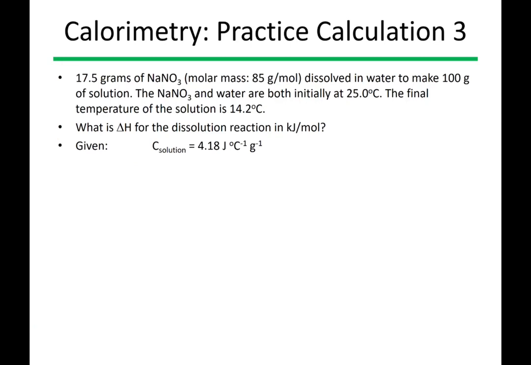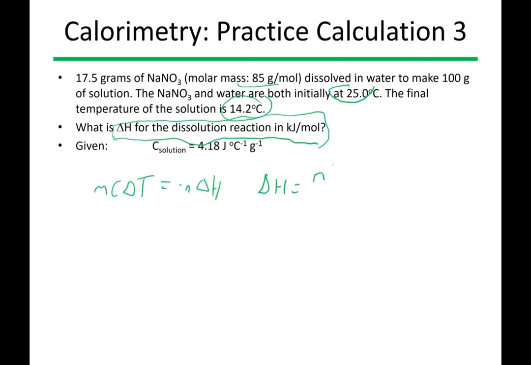Let's look at one more practice calculation where we take 17.5 grams of sodium nitrate. We're given its molar mass. It's dissolved in water to make 100 grams of solution. And then we have the initial temperature of both, the final temperature of the solution, and we want to find the delta H for the dissolution of the reaction. Kind of how this is commonly used to find the enthalpy of reactions. So for the same setup, we have our mc delta T is equal to negative N delta H. And so we get delta H is equal to mc delta T over negative N.